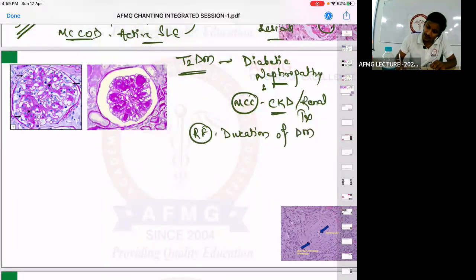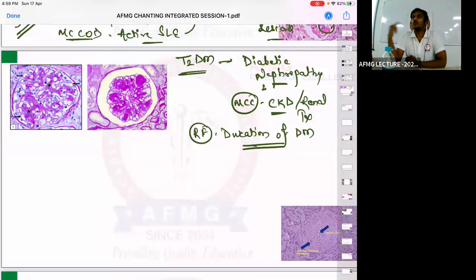Most important risk factor is duration of diabetes. Second most is poor HbA1c control. So if the question comes, all of us tend to mark poor HbA1c control, but no. The most important is duration of diabetes followed by poor HbA1c control. HbA1c more than 7% continuously is a risk factor for any of the microvascular complications.